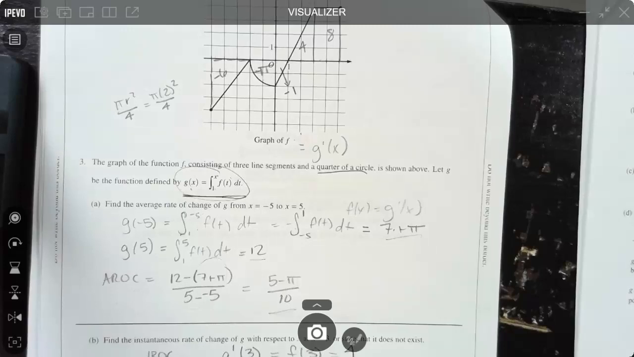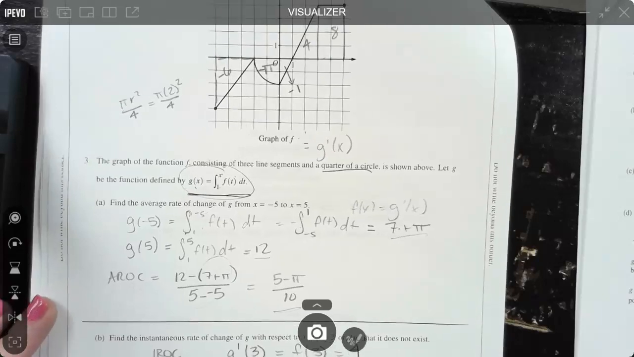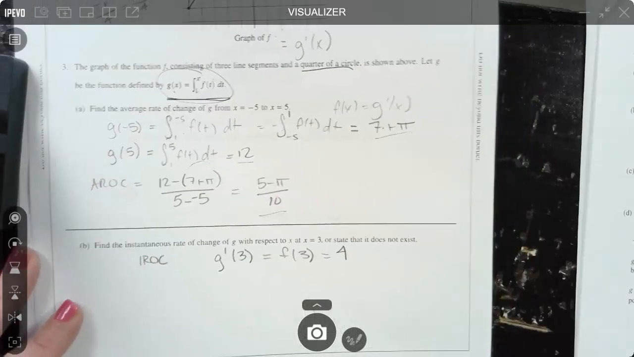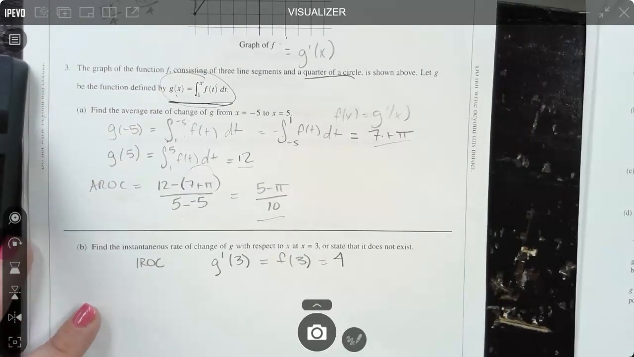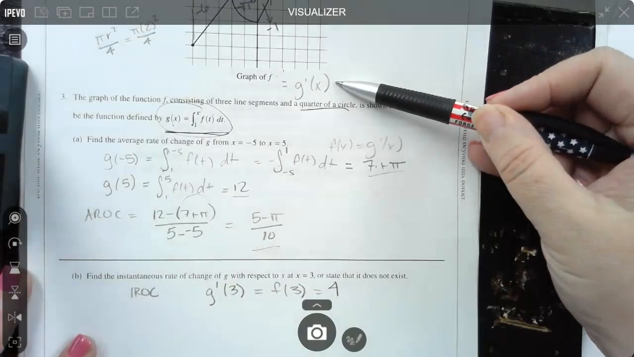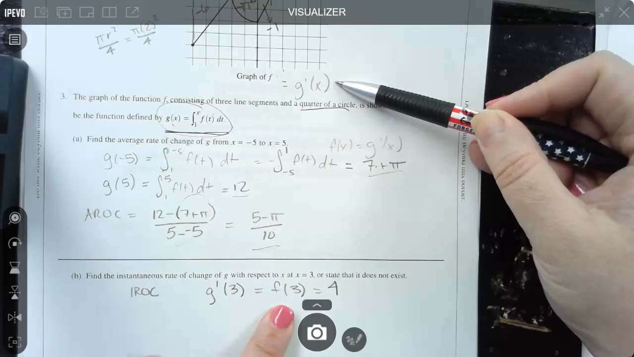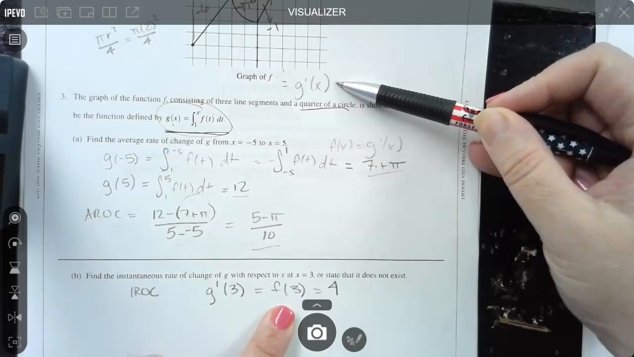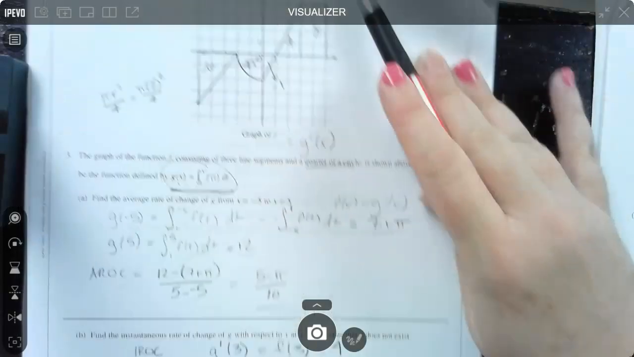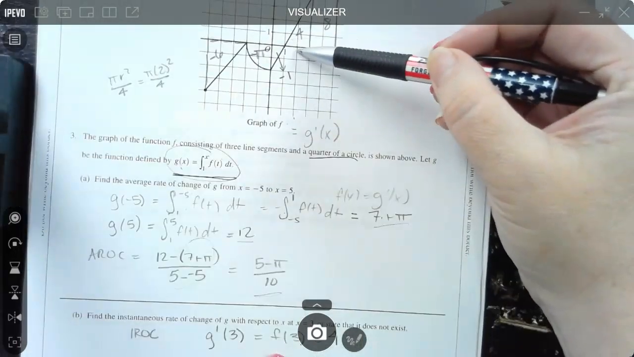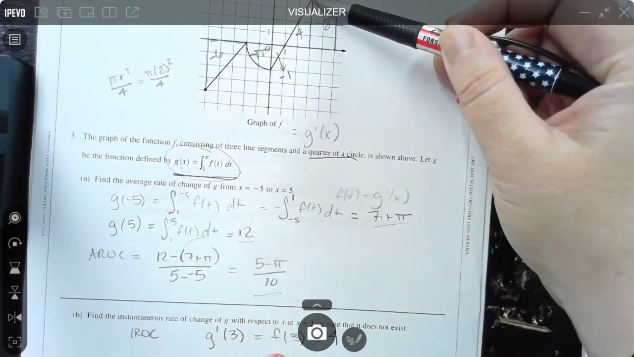We've done a lot of these, where they give you the graph of the derivative. Part B was IROC, find the instantaneous rate of change. That's just the derivative. Remember, this is the graph of the derivative, so the derivative at 3 is just the graph's value at 3. I go to the graph and look: when x is 3, what is my y value? You should get 4.